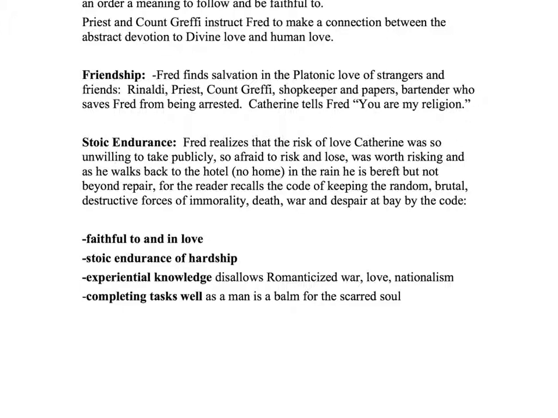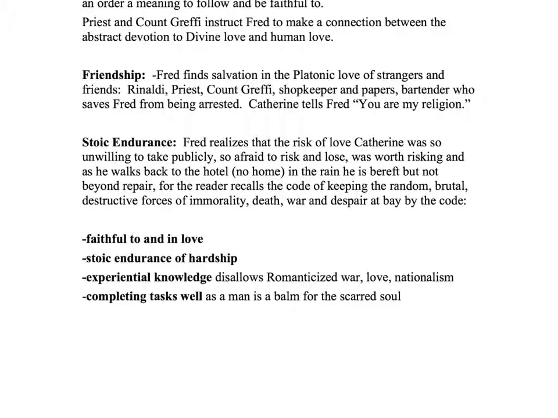Fred realizes that the risk of loving Catherine, which he was so unwilling to take publicly, so afraid to risk and lose, was worth risking. And as he walks back to the hotel, he has no home. In the rain, he's bereft, but not beyond repair, for the reader recalls the code of keeping the random, brutal, destructive forces of immorality, death, war, and despair at bay by the code. And there they are: faithful in love, stoic endurance, valuing experiential knowledge, rejection of war, and completing tasks well as a balm for the scarred soul.